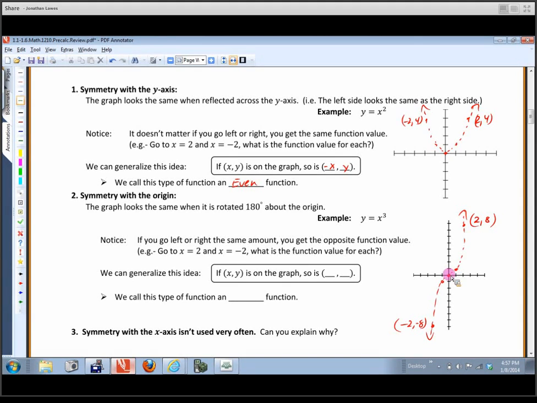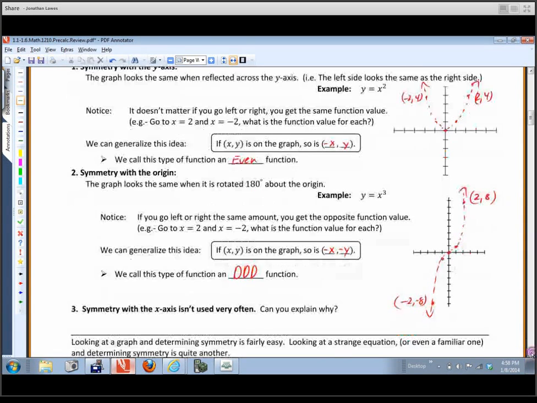Again, let's take these points 2 and negative 2. If I plug in a 2, I get out a positive 8 because 2 cubed is 8. If I plug in a negative 2, I get out a negative 8. So again, we can generalize this idea. If (x, y) is on the graph, like if (2, 8) is on the graph, then (-2, -8) is on the graph. If I go to negative x, I get the opposite function value, so I get negative y. This just means we're going in the opposite direction and we get the opposite function value. Again, we call this type of function an odd function. That's the name we give to that, and those come in handy quite often.